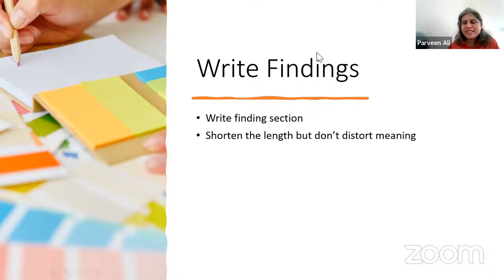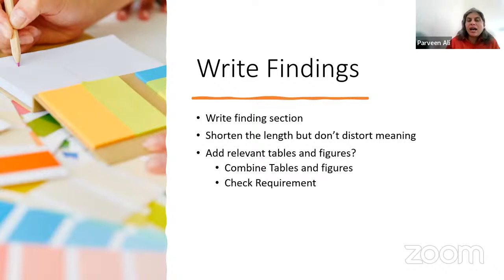So in terms of writing the findings section, again, when you are reducing the word count from your thesis to findings, the same principle applies. You need to shorten the length, but you need to make sure that your meanings are not distorted, and you are referring to the research question which is being published, or which you want to convey in the research article.